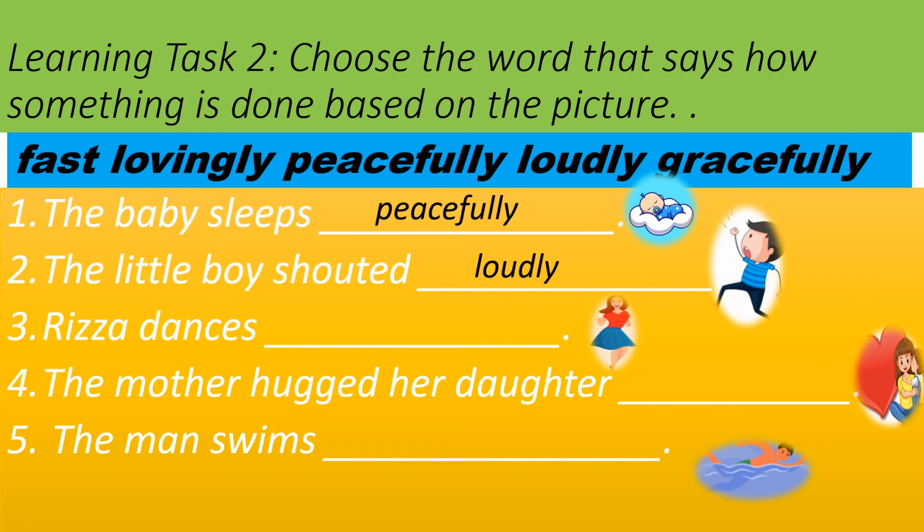Riza dances gracefully. Correct. Number 4. The mother hugged her daughter lovingly. Last one. The man swims fast. Why not fastly? Because fast is also an adverb. It is an adjective at the same time. It is an adverb. Okay?